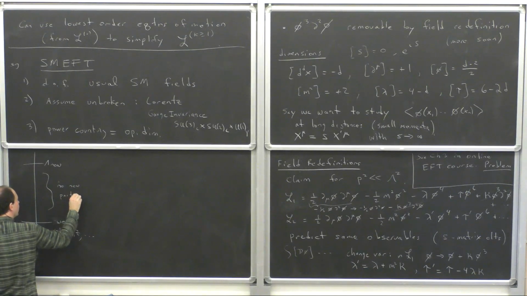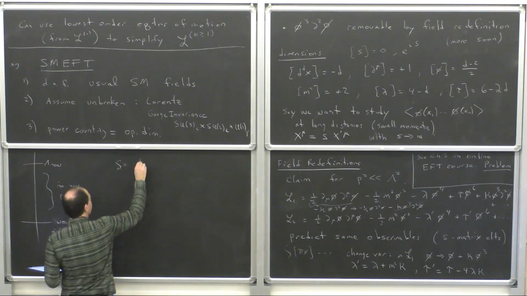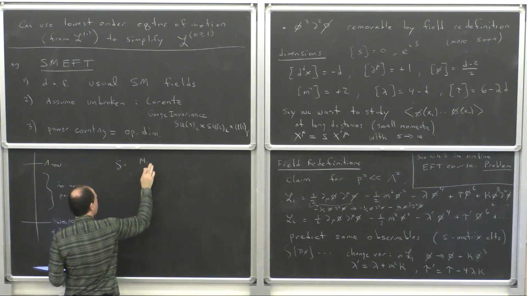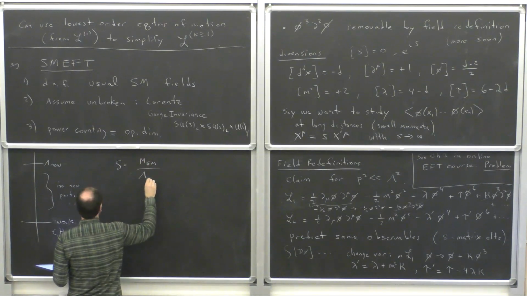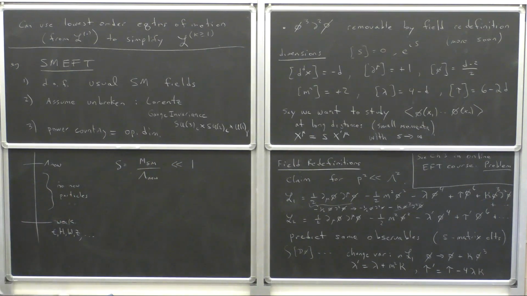And that there's a valid expansion, that these scales here are all much smaller than that. And this was my statement earlier that M standard model divided by the scale of the new physics is a valid expansion parameter. That's our power counting parameter.